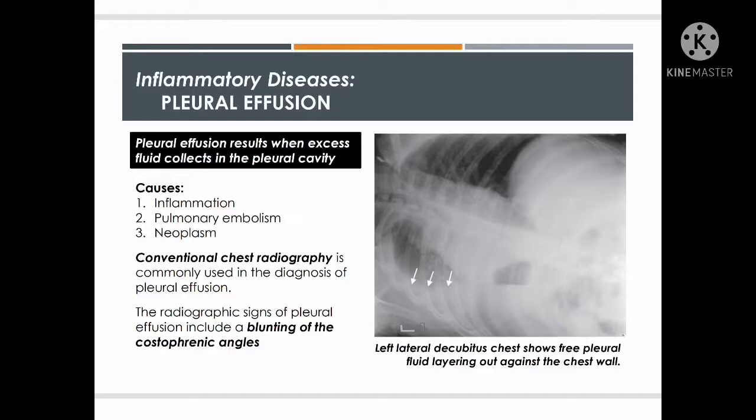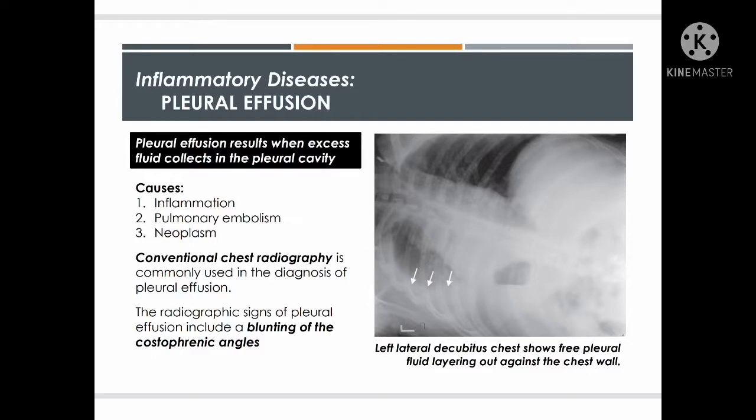Pleural effusions may also result from microvascular changes, such as those associated with heart failure or ascites, and are termed transudates. A pleural effusion containing blood is called a hemothorax and most frequently follows trauma to the thorax or thoracic surgery. Conventional chest radiography is commonly used in the diagnosis of pleural effusion.